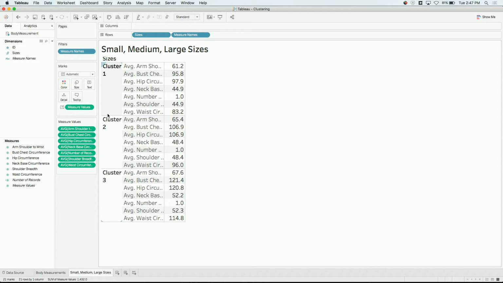Notice how Tableau didn't name this small, medium, and large for me. So clustering doesn't really care what the clusters are. It just figures out what's in them. So it's up to you to give those clusters semantic meaning. It just so happens that cluster 1 is the small one, and I made that judgment because the numbers are the smallest of all the clusters.